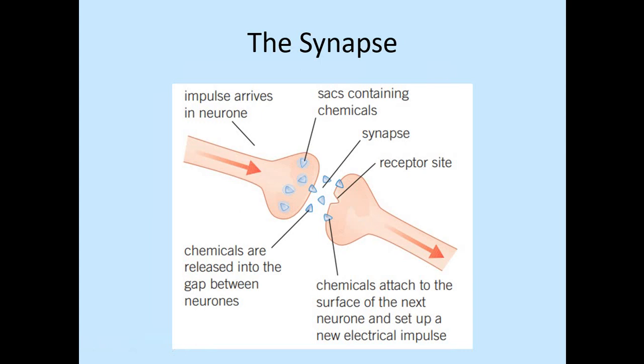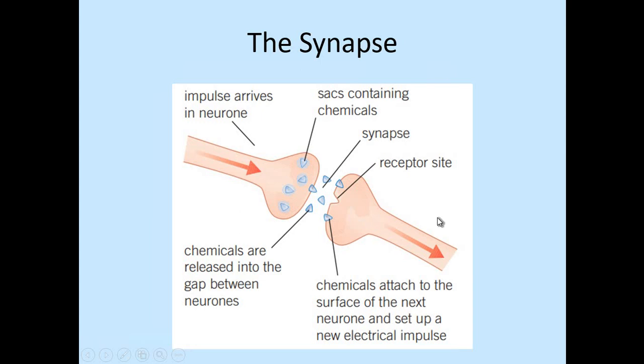And you can see here, as an electrical impulse arrives, we have what's known as vesicles, which contain neurotransmitters. These are chemical messengers, and these vesicles fuse with the presynaptic membrane, releasing the neurotransmitters into the synapse, which we can also refer to as the synaptic cleft or gap. These chemicals will diffuse from a high concentration to a low concentration and bind onto this very specific receptor site. Only then will the electrical impulse carry on.